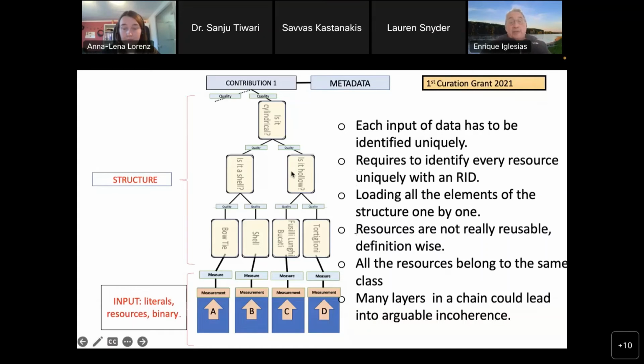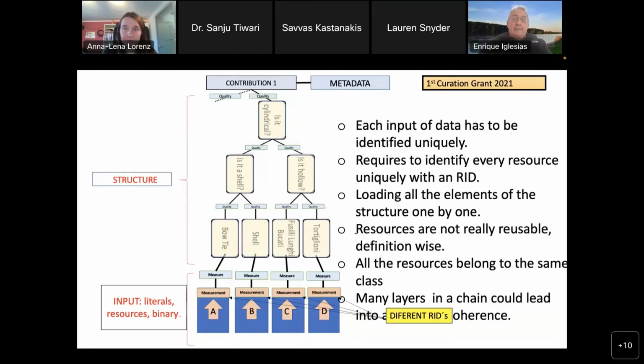The other interesting thing is that if you expand this tree too much, then all these elements, as I have it right now, all these resources belong to the same class. And if you look into this class, you will find that there are quite different elements sharing a space in these classes, and that's a little bit awkward. And that will happen if you abuse the structure tree too much. Or, put in other words, many layers in the chain could lead to arguable incoherence among the elements within the class.